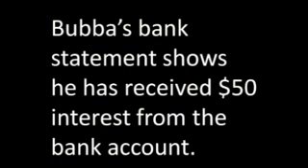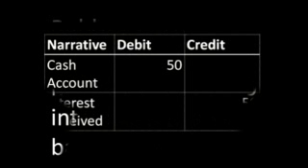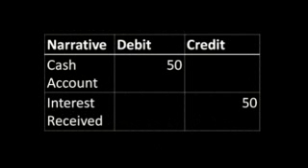Where monies have been deposited at a bank, interest will be earned. This also represents income for the business. The debit will be to a cash account, since the asset of cash is increased. The credit will be to an interest received account, which is a revenue account.